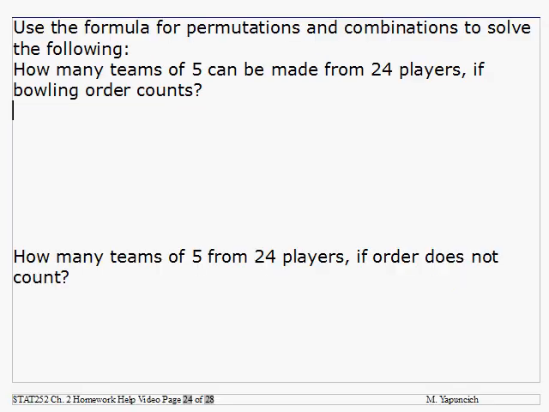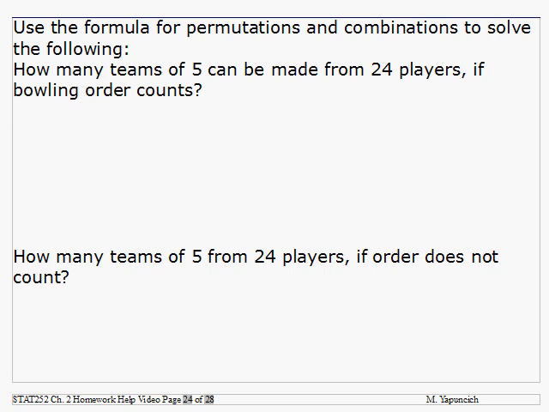For this problem, we need to calculate both the permutations and the combinations for the following situation. Say you have 24 players and you want to make bowling teams out of them, 5 people on each team. Now if the order counts, then it's a permutation.